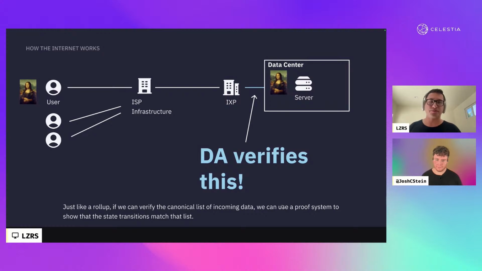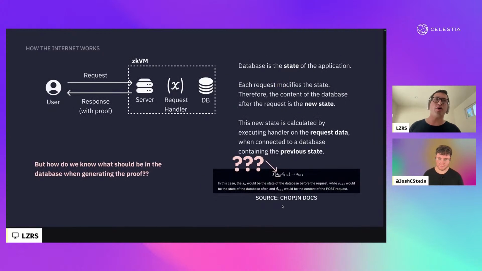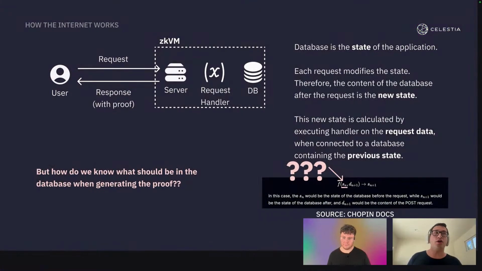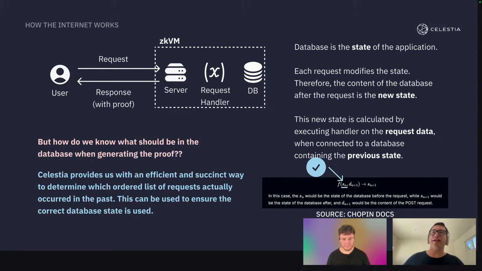for computation. And so if we go back to our problem, where we didn't know what the previous state should be, how do we know what the data should be in the database? How can we trust the proof if we don't know that the previous database's data was correct? Well, if we can use Celestia to very efficiently understand all the data that was sent through, the correct list, then we can use the proof to prove that the database state we were using for our state transition function was actually the correct database state.